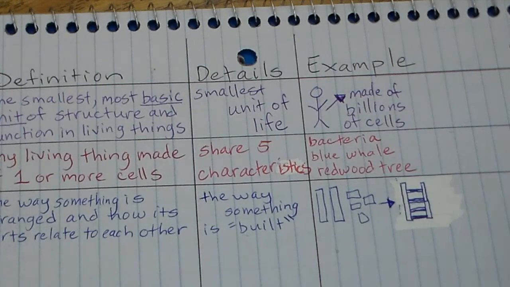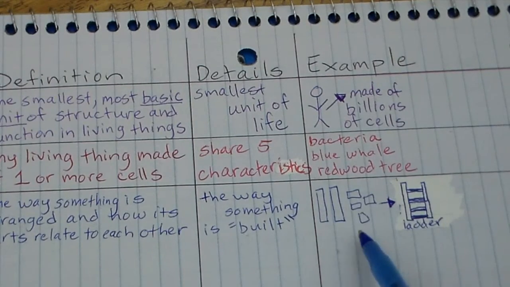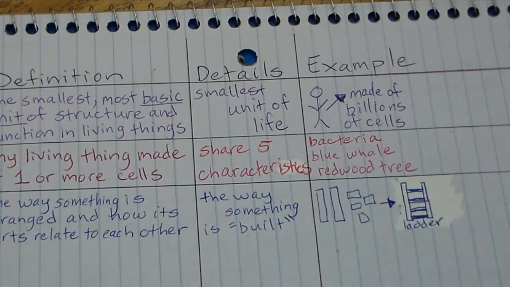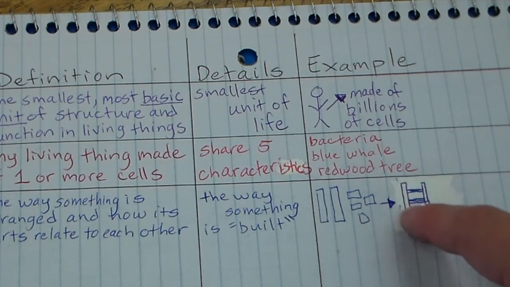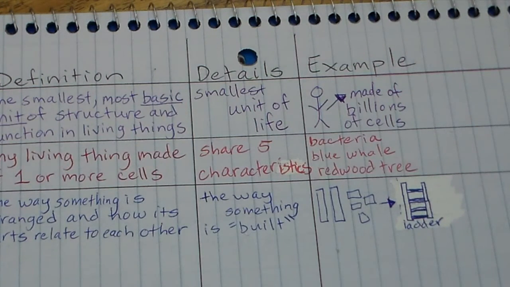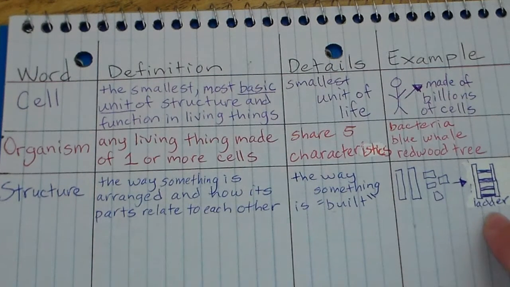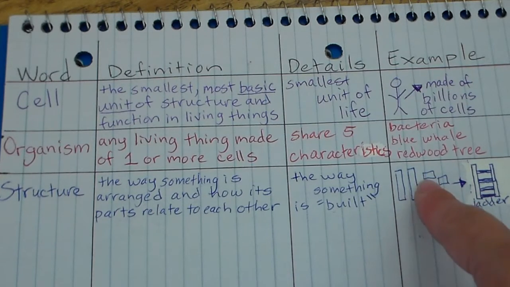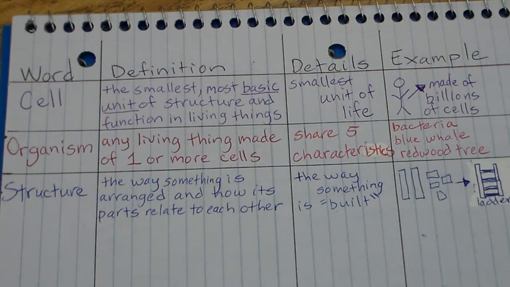So what this is showing us is a ladder, L-A-D-D-E-R. A ladder is made up of these different parts, and the way that they're arranged allows you to put your feet on the little pieces, and then you put your hands along the long pieces on the side. So structure is the way something is arranged and how its parts relate to each other. If somebody asks, what's the structure of a ladder? A ladder is made up of these smaller parts, and we would talk about how they're arranged and relate to each other. So those are our 3 vocabulary words for today: cell, organism, and structure.